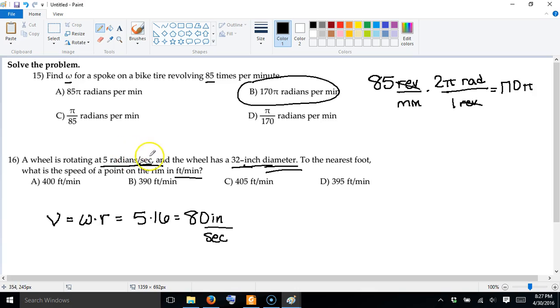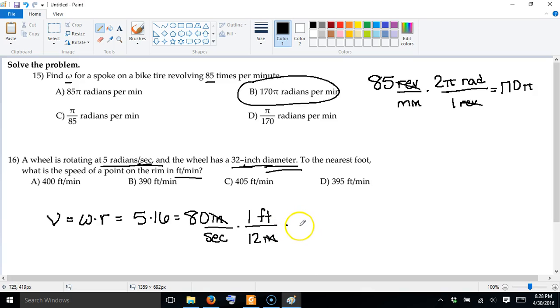Because remember, if you multiply radians by some other measurement, like feet or inches, the inches or feet override the radians. You do not have to say 80 radian inches per second. It's just 80 inches per second. Now convert at this point. You have 80 inches per second, but you need it in feet per minute. So there is 1 foot in 12 inches. That's going to get rid of our inches here.